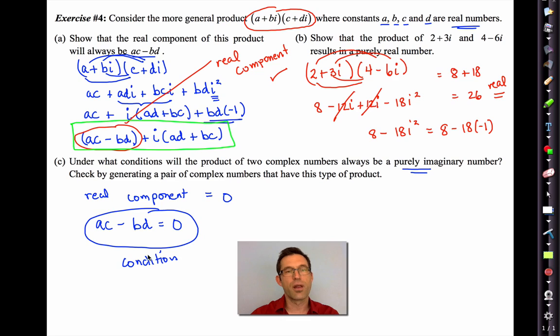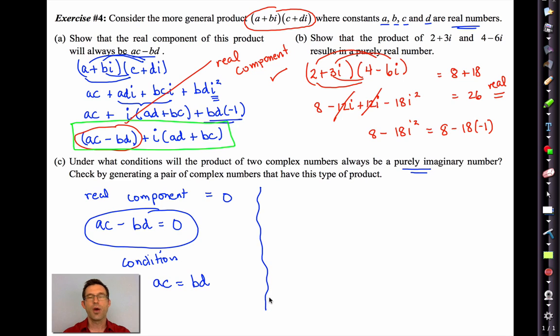And that could be written in a lot of different ways. That's a good way to write it. You could also say a times c would have to be b times d. That would work, right? And it says, check by generating a pair of complex numbers that have this type of product. Well, try that. See if you can come up with values of a, c, b, and d. Don't make them trivial, but values that, when we do that product, will give us a purely imaginary number.